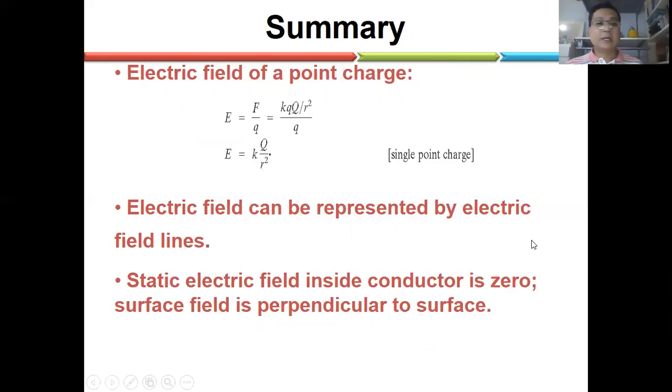So electric field can be represented by electric field lines. Static electric field inside a conductor is 0. Surface field is perpendicular to the surface. Okay, if we consider it, it is 0 because it is perpendicular to the surface.